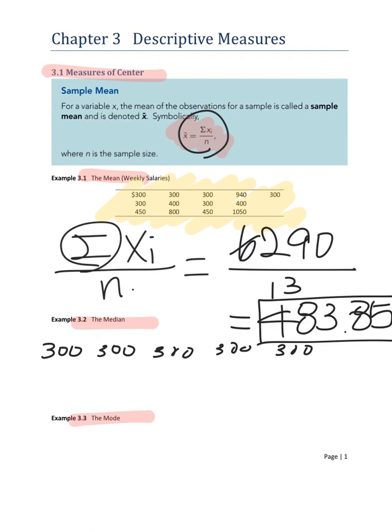One more. Next, 400? Yes. We have two 400s: 400 and 400. Next one, I think 450. We don't have a 500. Oh, we have one more 450, so two 450s. Then 800. 940. And the last one is 1050. Just one 1050.